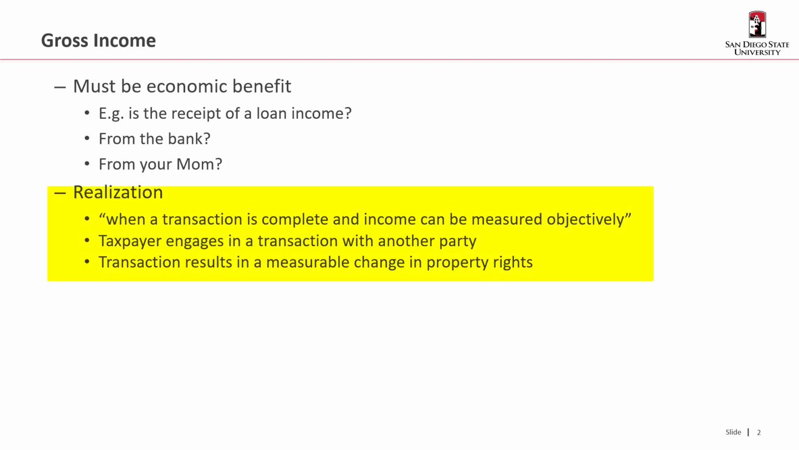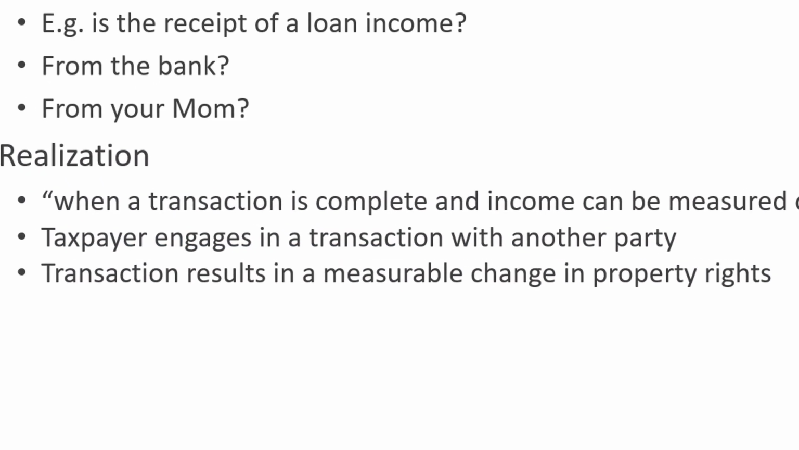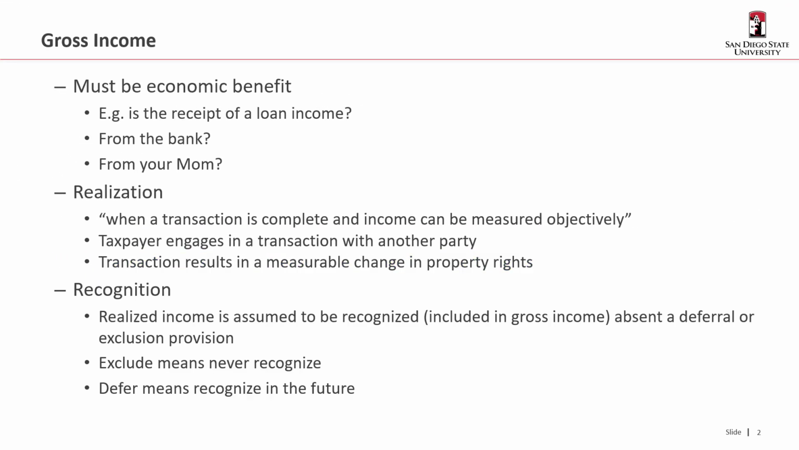Realization is an event that occurs when a transaction is complete and the income can be measured objectively. Typically this occurs when a taxpayer engages in a transaction with another party, and that transaction results in a measurable change in property rights. Recognition, which we have already discussed previously, but it always makes sense to discuss again, is when realized income is assumed to be recognized in all cases, absent a deferral or exclusion provision. An exclusion provision means that income would never be recognized, and a deferral simply means it's a timing difference. It's going to be recognized in the future.